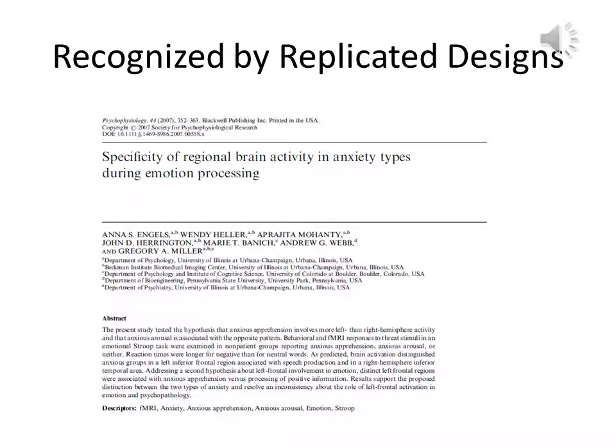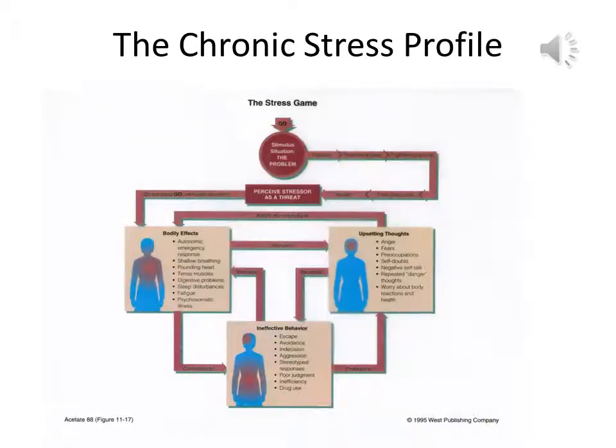Here is a sample of some of the research regarding asymmetry and anxiety. This is particularly important because it's developed the work of Wendy Heller into a more refined perspective regarding EEG and anxiety. They found 3 kinds of anxiety with 3 specific patterns in the brain, and we're going to cover those in just a minute.